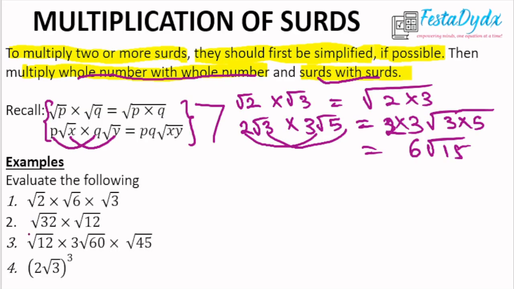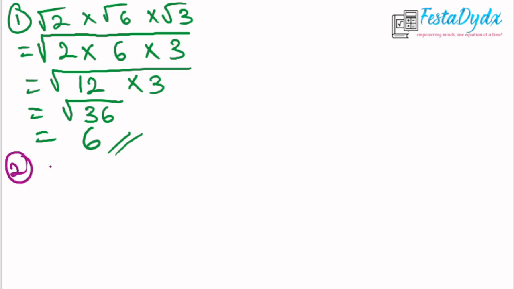Now let's move to example 2. For example 2, we have root 32 times root 12. Looking at this question, it is not simplified. So we have to simplify this to their basic surd. Then after that, we can multiply. So how do we simplify?